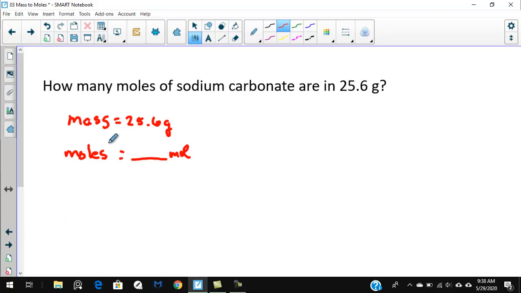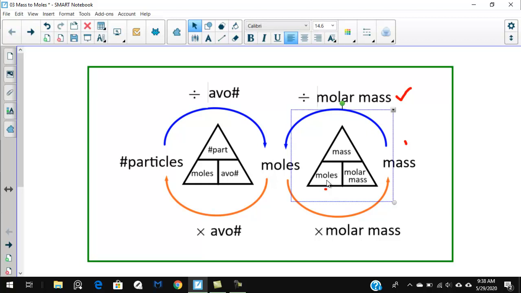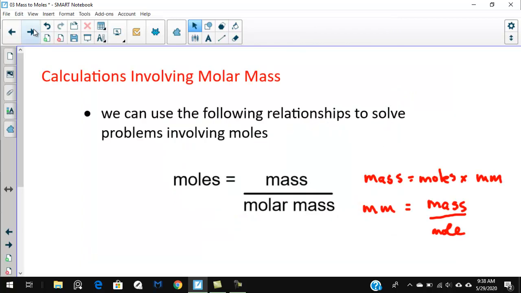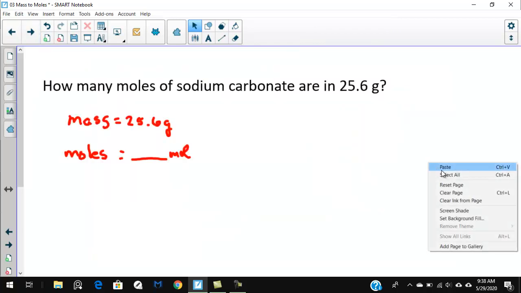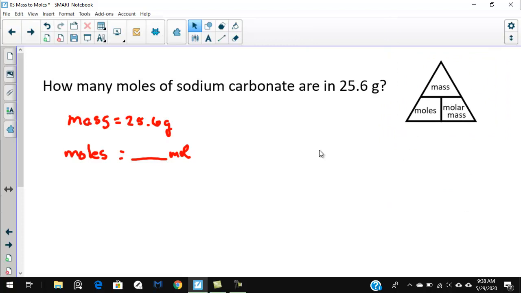Well, we've got mass and moles. Let's go back and look at our formula here. We go back to these triangles, and we see this one here that has mass, moles, and molar mass. This one has particles, moles, and Avogadro's number. Well, we have mass and moles, so this is the triangle we're going to want to use. Let me bring it forward to our question. Paste. So there's the triangle that we're going to want to use.